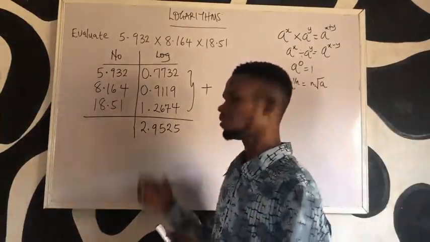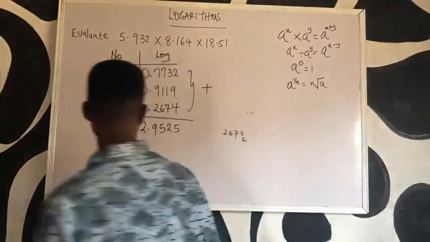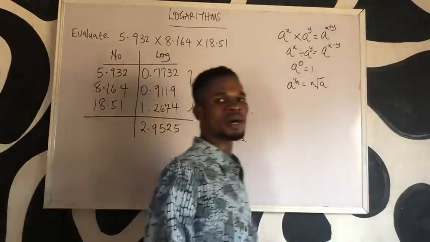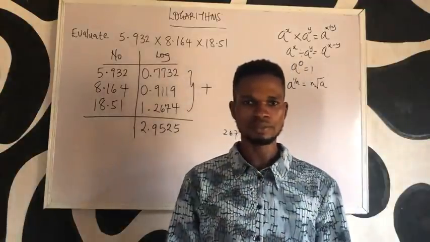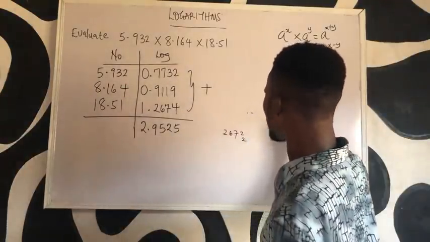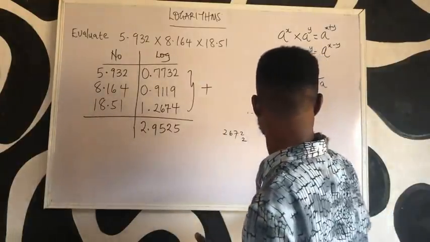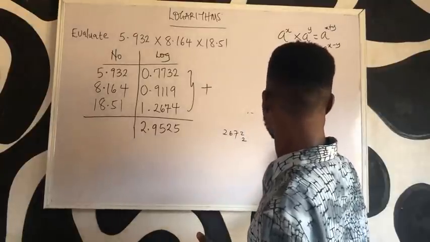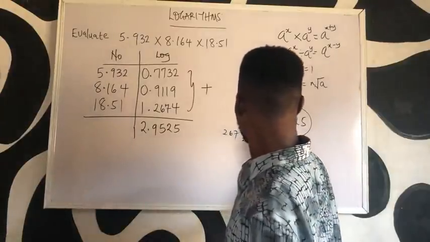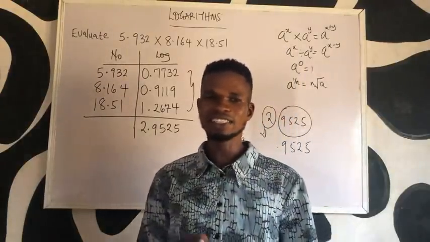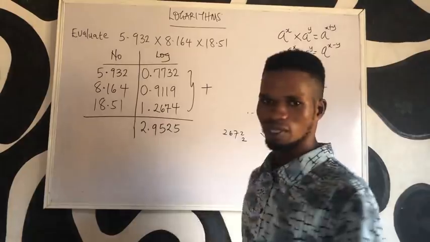Now, after getting the results of this, we need to check the antilogarithm, the reverse of this. Now, how do we check the antilog of this? We are looking for the antilog of numbers. We need to look for the antilog of the fractional part only. What is the fractional part of 2.9525? The fractional part is 0.9525. Then the integer. What is an integer? An integer is a number written without fraction. So the integer is 2.